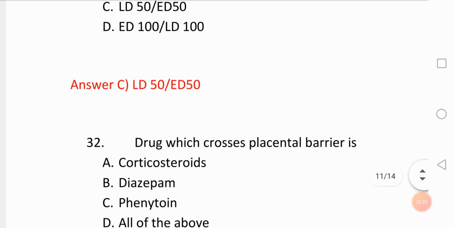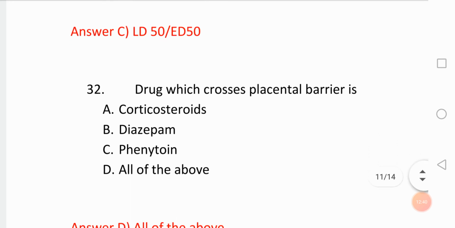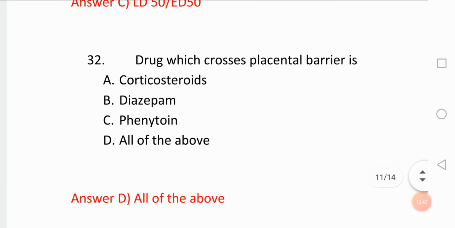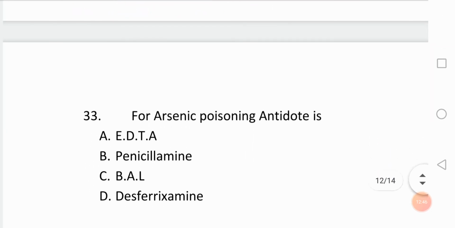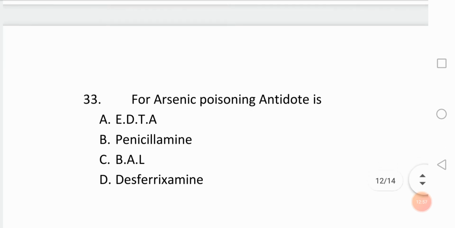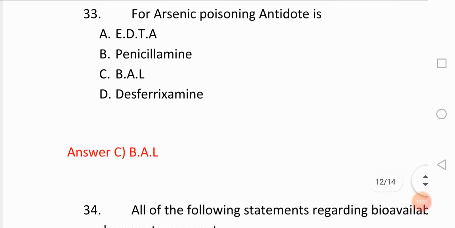32. The drug which crosses the placental barrier is A, corticosteroid; B, diazepam; C, phenytoin; and D, all of the above. The answer is D, all of the above. Next question, 33: for arsenic poisoning the antidote is A, EDTA; B, penicillamine; C, BAL; and D, desferrioxamine. The answer is BAL, British anti-lewisite, for arsenic poisoning.